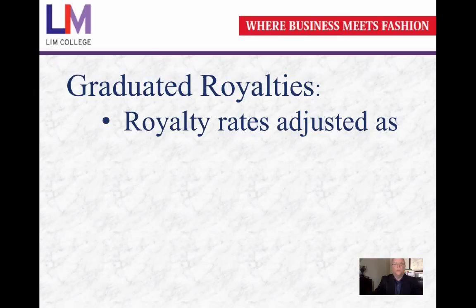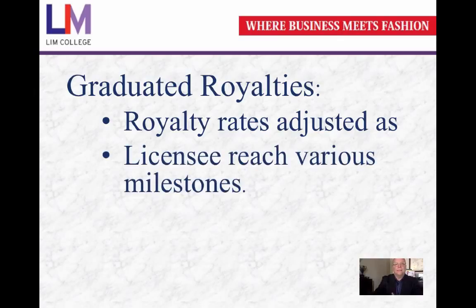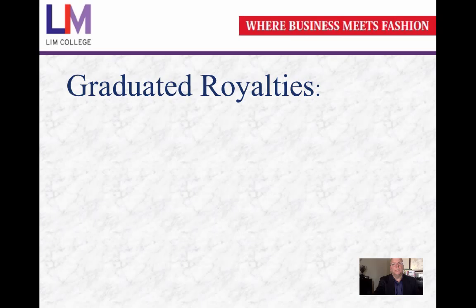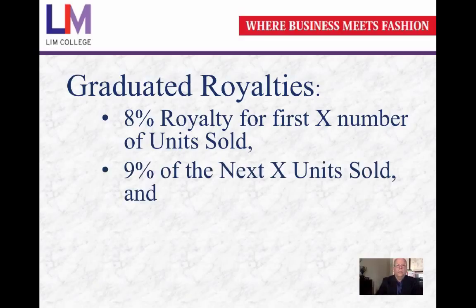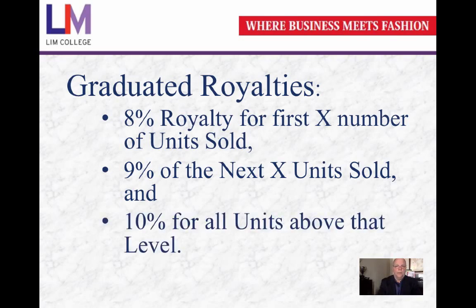The concept called graduated royalties. This is where royalty rates adjust as licensees reach various milestones. The royalty rates are adjusted if the licensee sells a certain amount of product. For example, for the first 100,000 units sold, there's an 8% royalty. But then it goes up. The next 100,000, there's a 9% royalty, and the next 100,000, there's a 10% royalty. So this is the concept of graduated royalties.